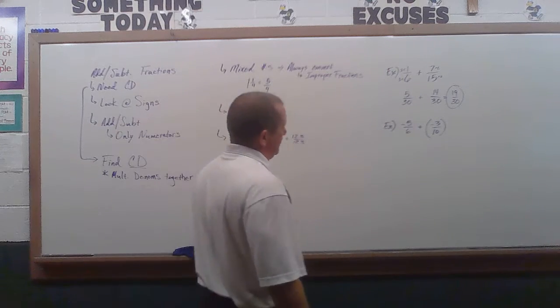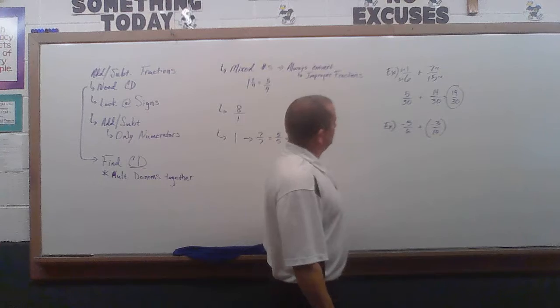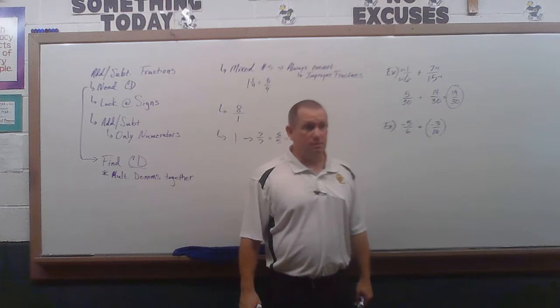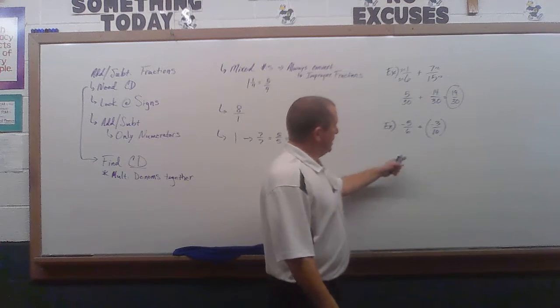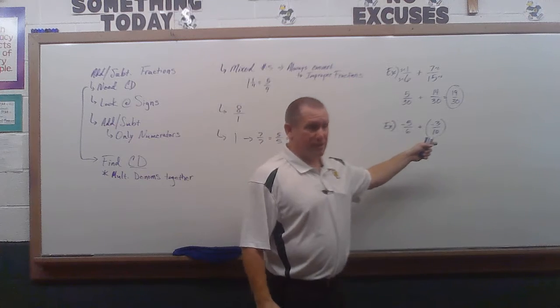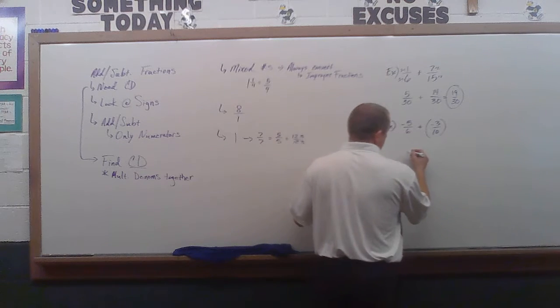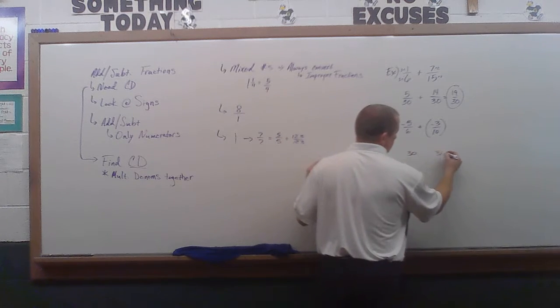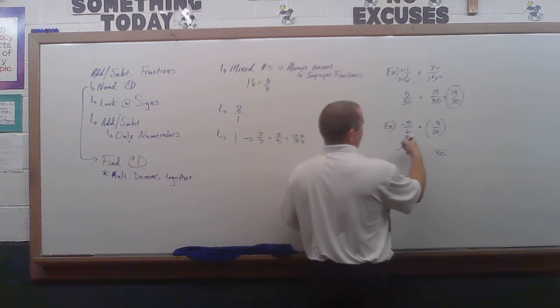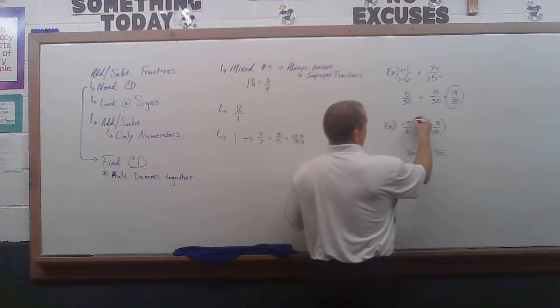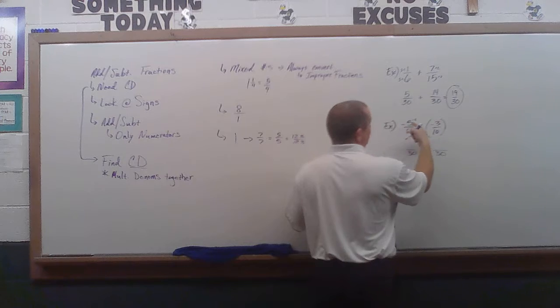And now I'm going to look at it. Common denominator between 6 and 10. We could use 30 again, or I could have used 60, right? But let's use 30. Smaller, the better. So what did I do to 6 to get to 30? Times 5. Negative 5 times 5.